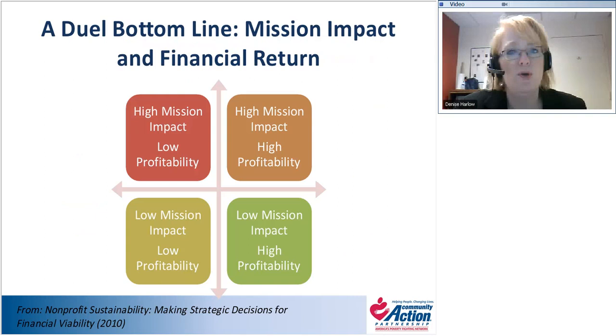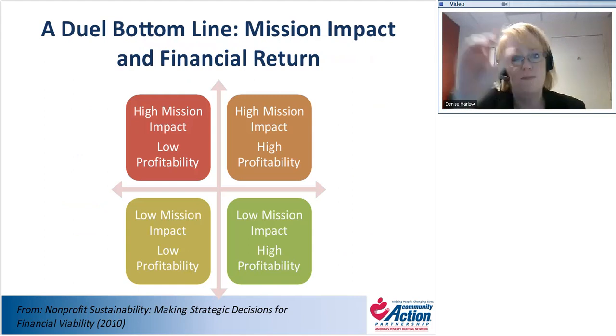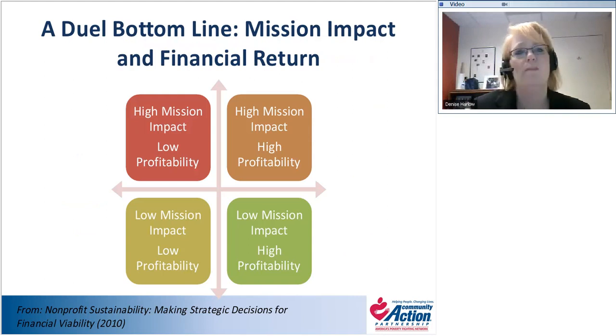If there was one book you read this year from a management perspective, I think this is a critical book to read. It really helps you map out, and it shows you how to survey people against the mission impact, and then evaluate your business lines against the financial impact to map out your programs in each of those four quadrants. So you can really know what is making us money, what's losing us money.